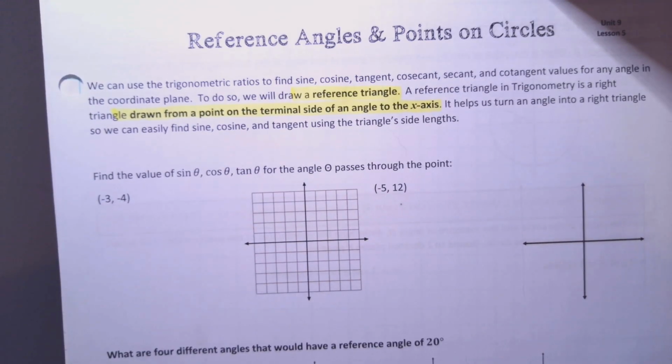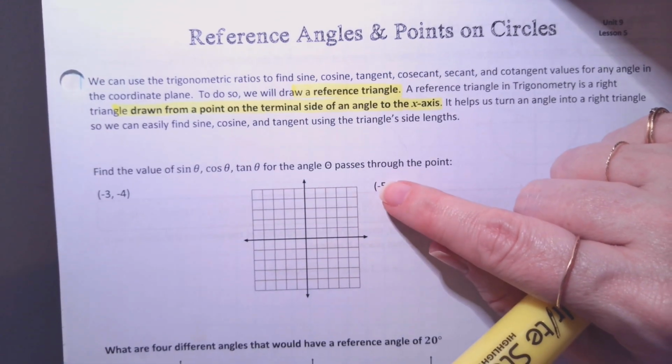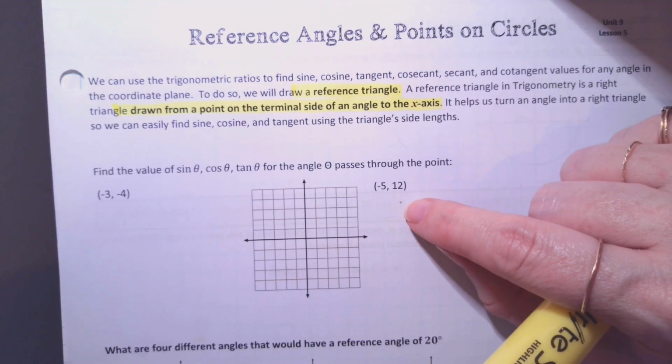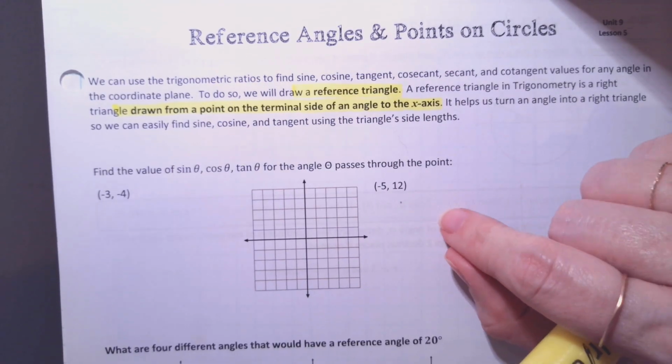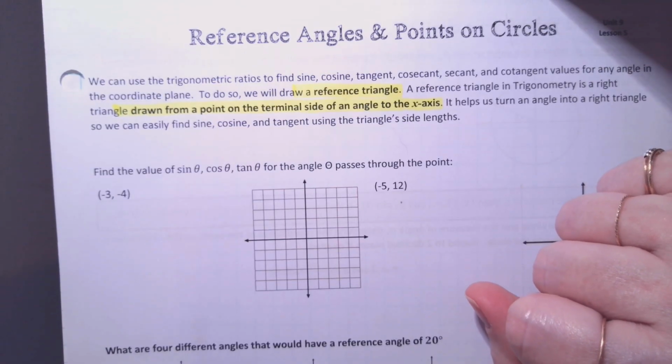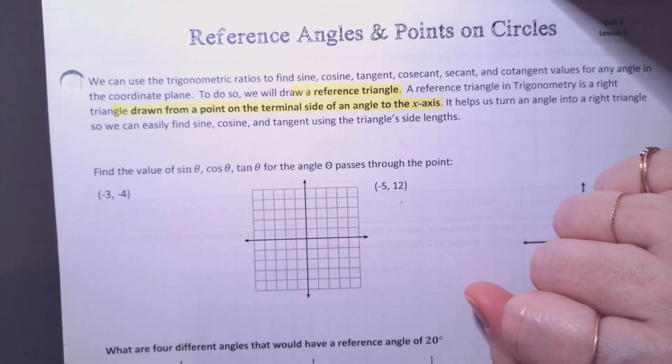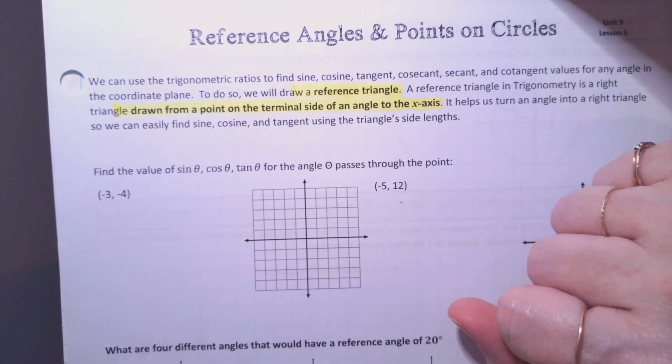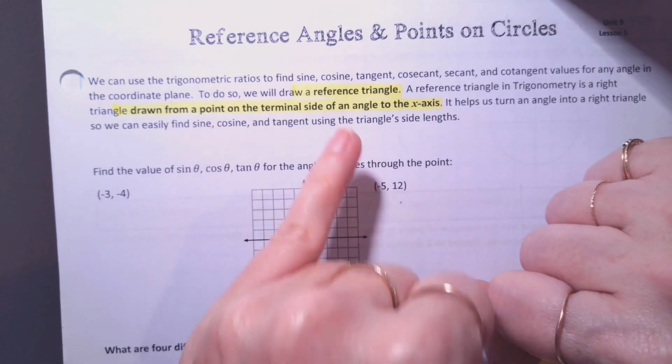Hey guys, welcome back. Today we're going to look at how to use reference angles to help us find trig ratios of angles that go through different points on a coordinate plane, and also angles that pass through different points on the outside of a circle. So first off, just what is a reference triangle?